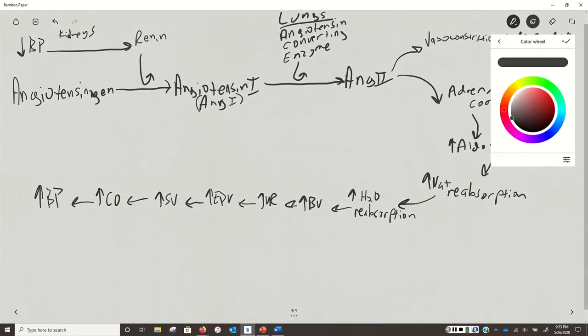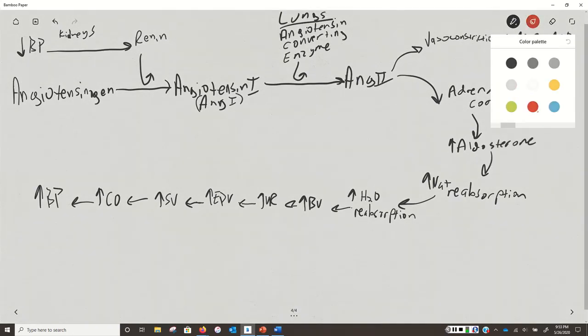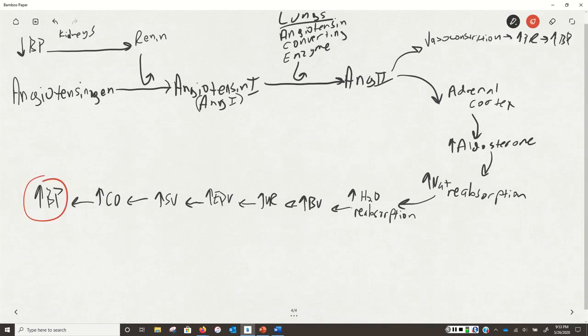So what we get is a rise in blood pressure two separate ways when there was a drop in blood pressure to begin with. The first way gets there a lot quicker, but it doesn't last very long. The second way takes longer to happen, but it lasts a lot longer.